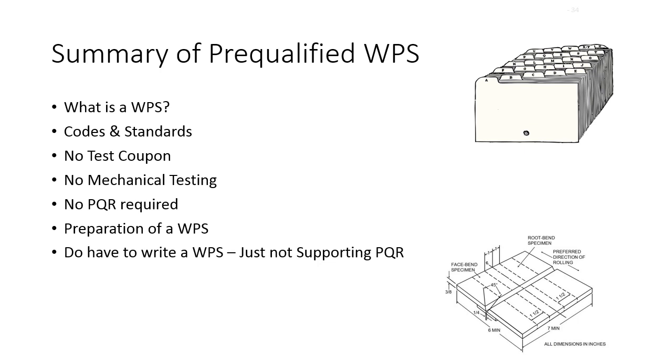We talked about preparation of a WPS. You do have to write a WPS. Just because it's pre-qualified doesn't mean you can scratch it on a napkin and say, oh, well, 7018 in this material is pre-qualified, we don't need a WPS. No, you need a WPS. You actually have to write a WPS. And it's got to be available to the welders because it is the recipe. It's the recipe they're using to make the pizzas. So you actually have to have it written down. That is a key point. And the code makes sure and emphasizes that. AWS D1.1 does.